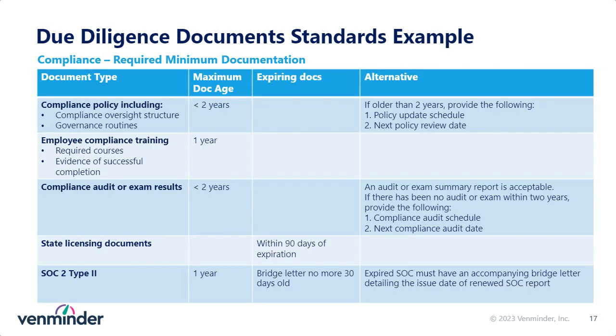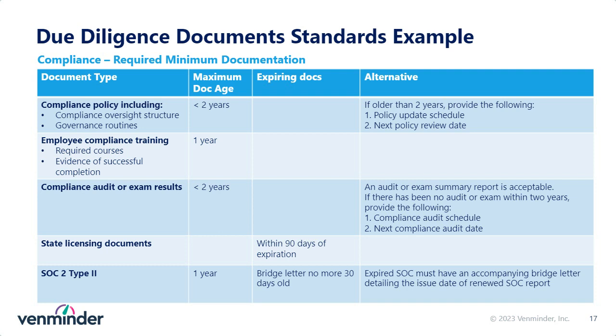So this first example shows the document standards by risk domain. Let's say you're focusing on assessing a vendor's compliance. You might give them the following list, which outlines the document type and the maximum age of the document that you're willing to accept. Some vendors might be updating their policies every year or every few years, so you'll need to decide how old those documents can be before you review them. There's also a column for any expiring documentation, which often applies to certain licenses or SOC reports.